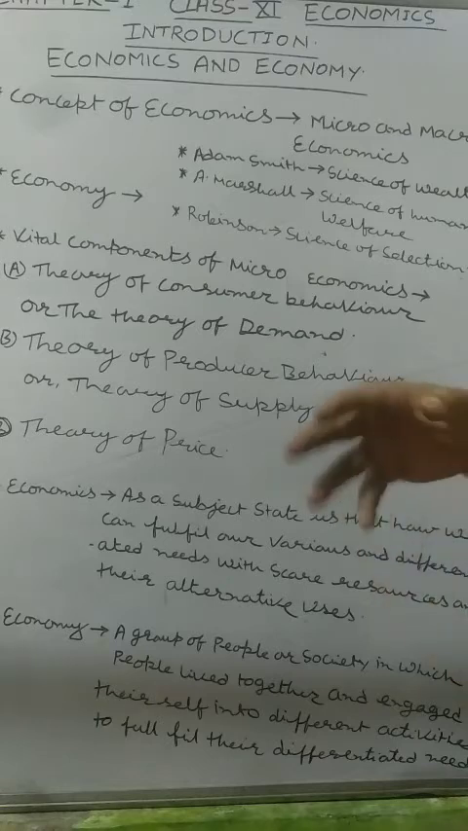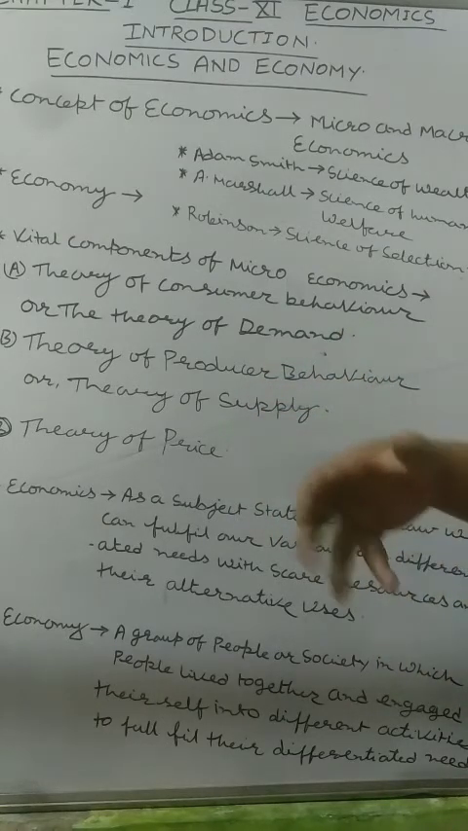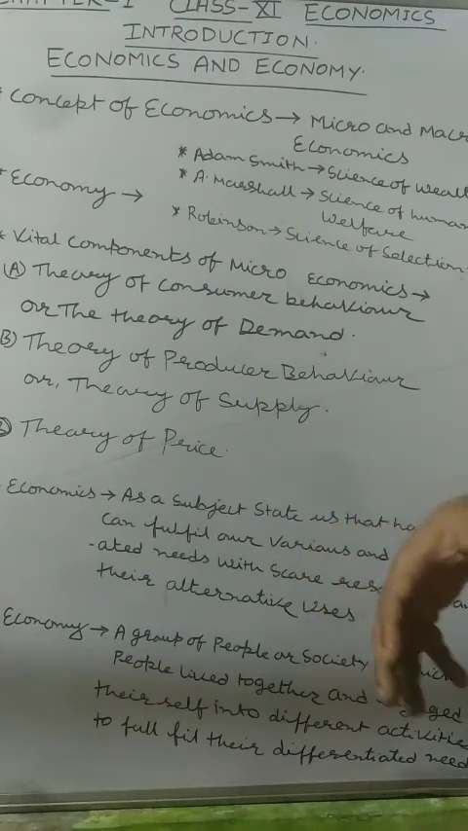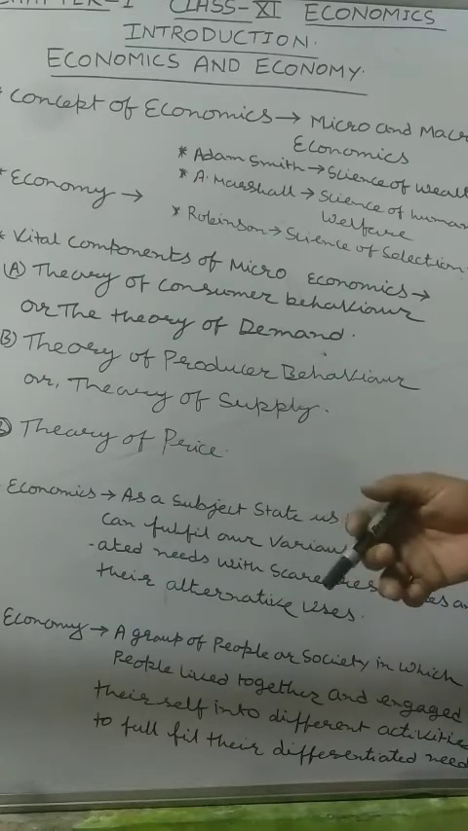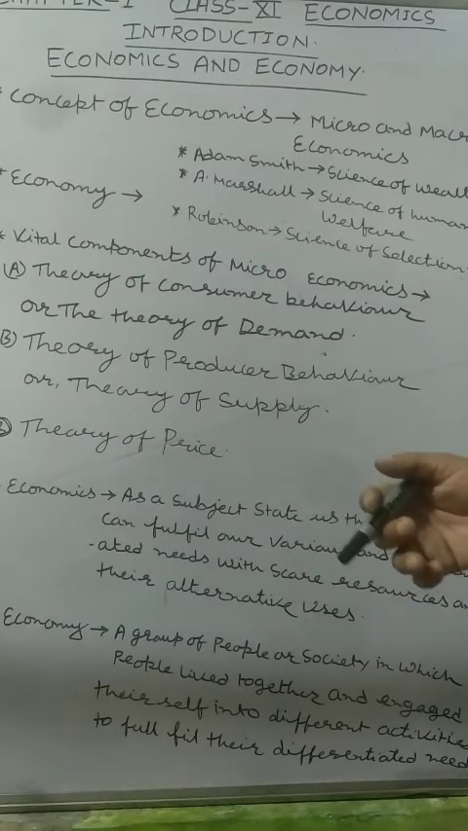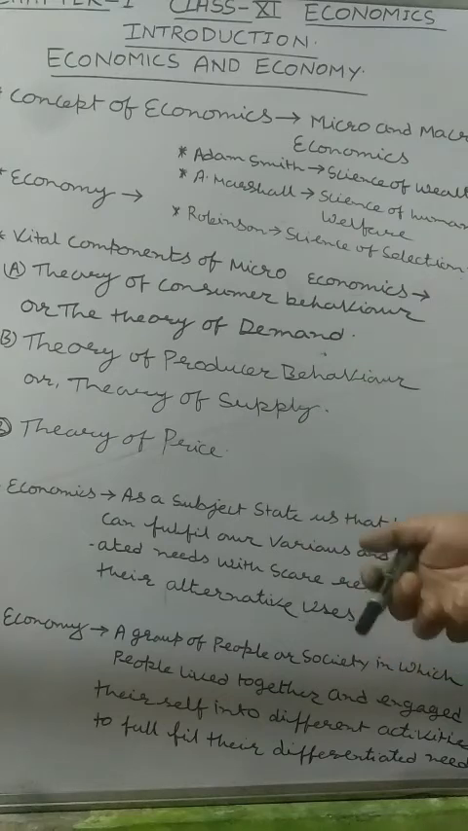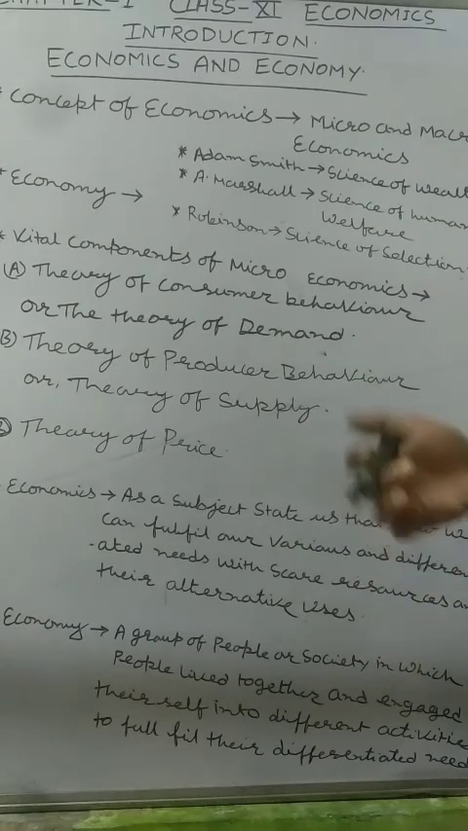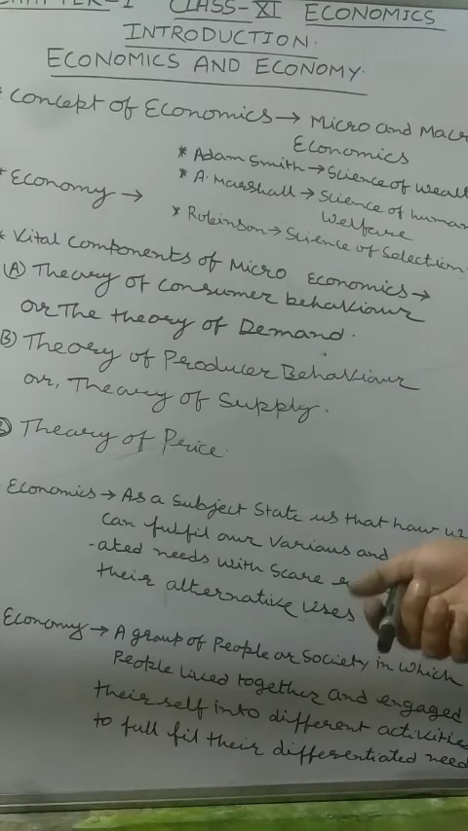So why do we engage ourselves into different activities? We engage ourselves into different activities to fulfill our differentiated needs. If we all engage in agriculture activities, then who will make clothes for us and who will teach our children? So that is the problem. Because our needs are differentiated, we need to engage ourselves into different activities to produce different things to fulfill our different needs, and that is economy.